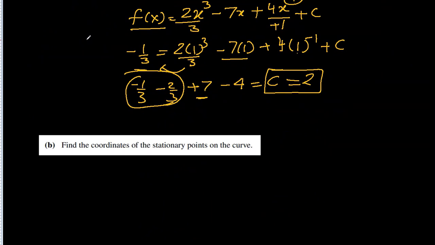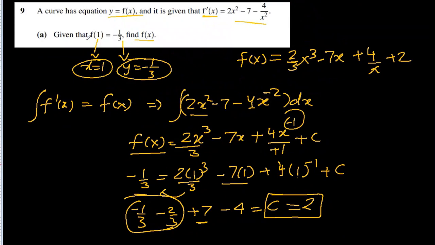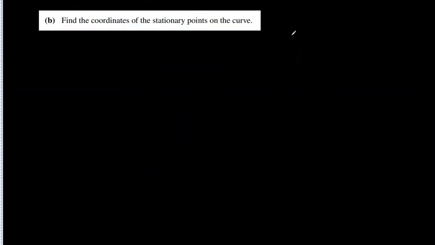Part B. Find the coordinates of the stationary points on the curve. So to find the stationary points on the curve, we equate the differentiated part to 0, because the derivative is nothing but the gradient of the tangent at a specific point. And at stationary points, when they turn back, the tangent at those points is a horizontal line, so the gradient of the tangent at those points is 0, and that's why we make the first derivative equal to 0. So let me do that here.